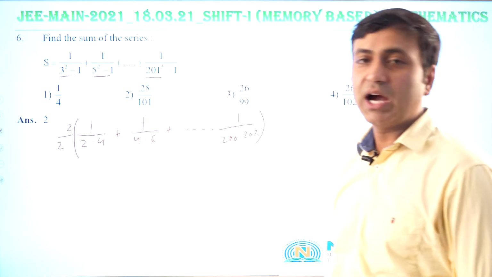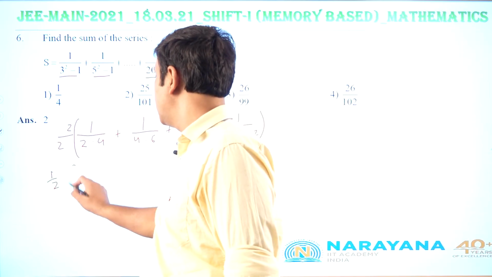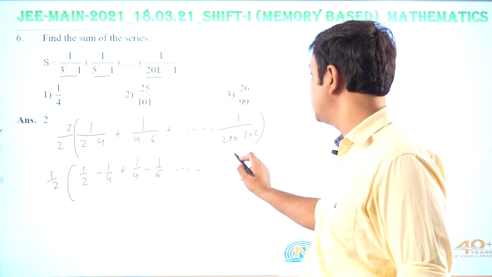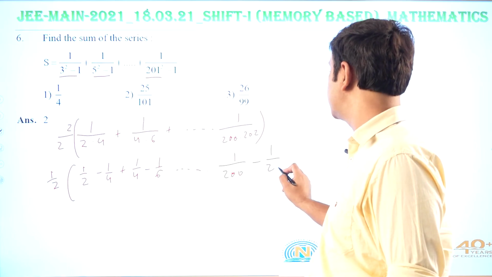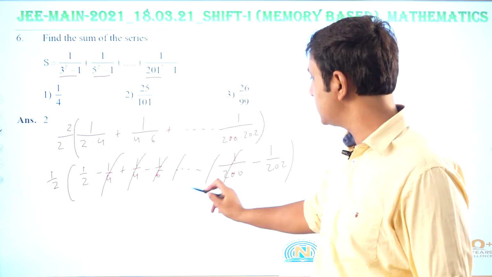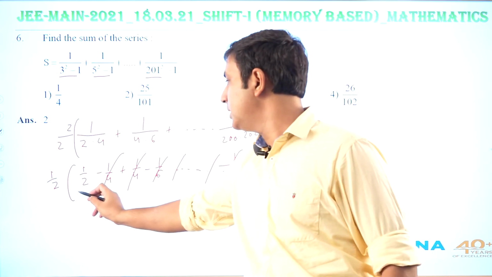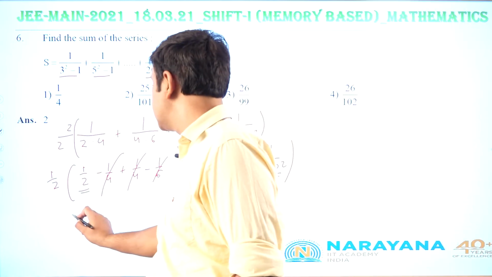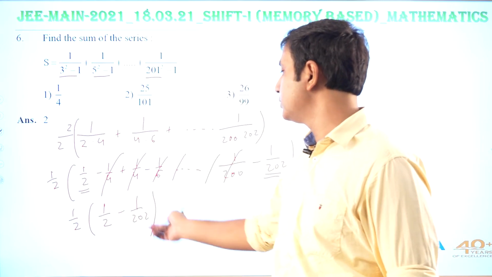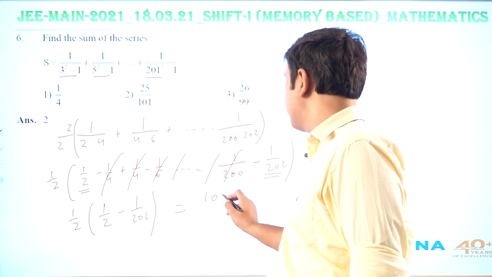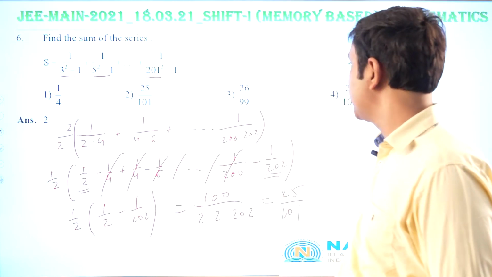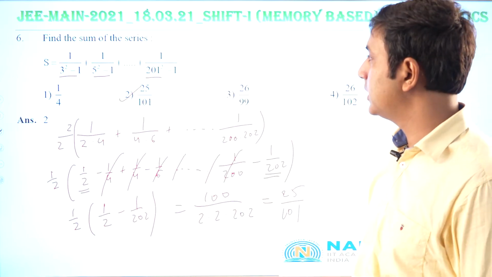4 minus 2 upon 2 into 4 will be half minus 1 by 4. This will be half into (half minus 1 by 4 plus 1 by 4 minus 1 by 6), and so on. And the last term will be 1 upon 200 minus 1 upon 202. Notice that 1 by 4 will cancel. Similarly, 1 by 6 will cancel with the next term. This 200 will cancel with the previous term. And we will be left with this 202 and half. So our answer is half of (1 upon 2 minus 1 upon 202). As we can see, the numerator will be 202 minus 2, which is 200, upon 2 into 2 into 202, which is 25 by 101. We'll mark 25 by 101 and move on to the next question.